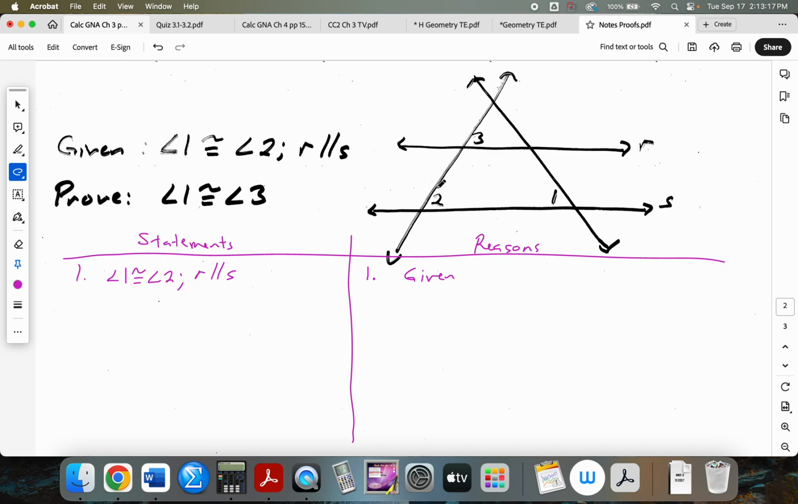So far we know that angle 1 is congruent to angle 2. I always mark the diagram. Why? Because sometimes these get complicated with stuff all over the place. I also know that R is parallel to S. So I'll mark that R is parallel to S.